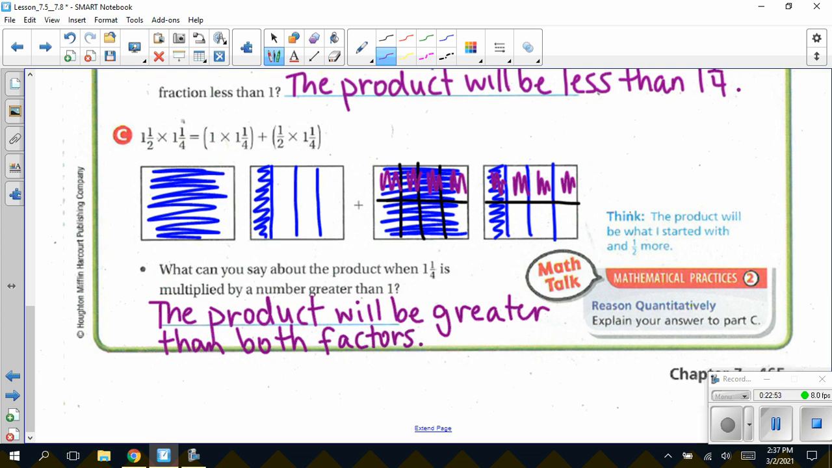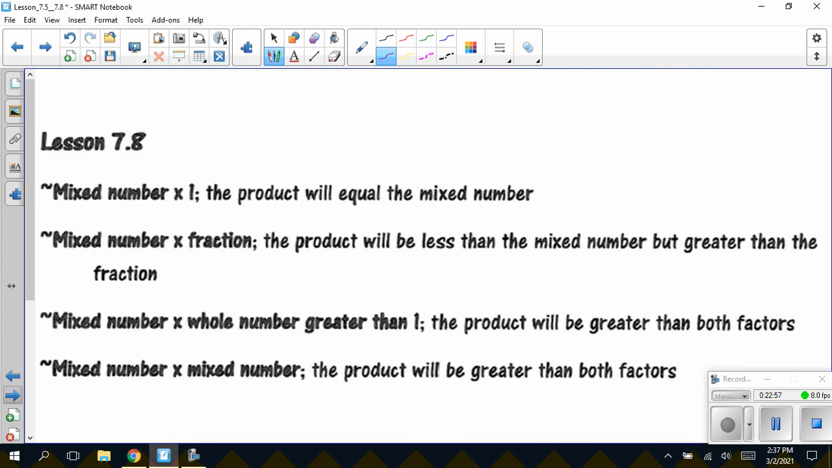So just like on 7.5, I have the rules listed down for 7.8. And again, if you do not have a printer, I highly encourage you to write these down. So if I have a mixed number and I multiply it by 1, the product will be equal to the mixed number.